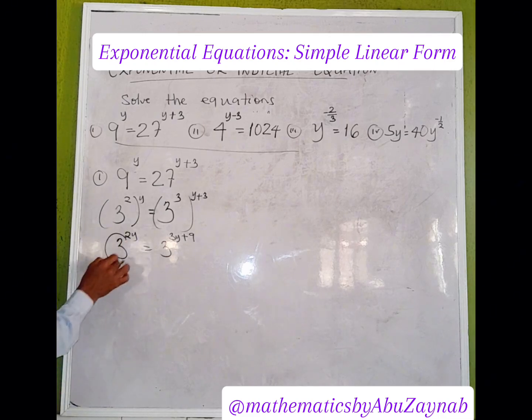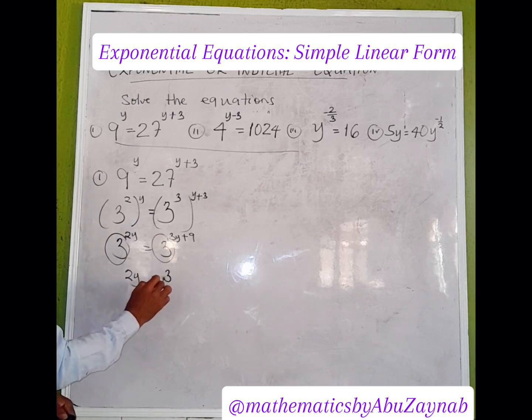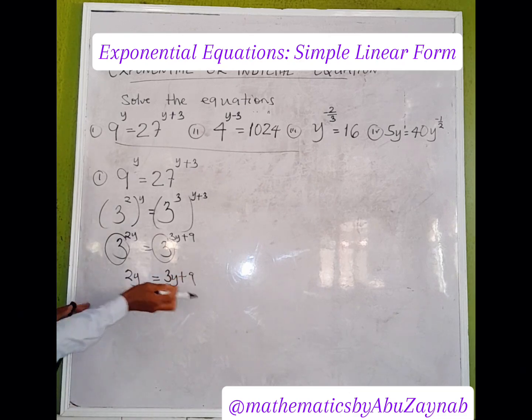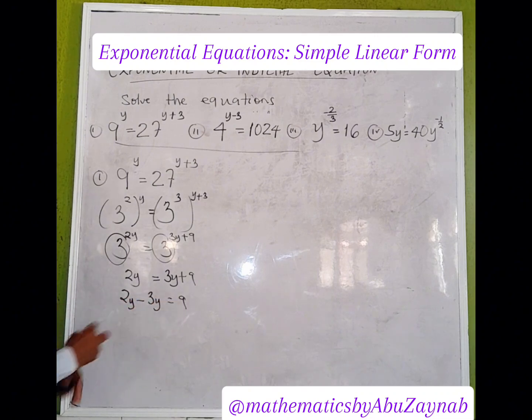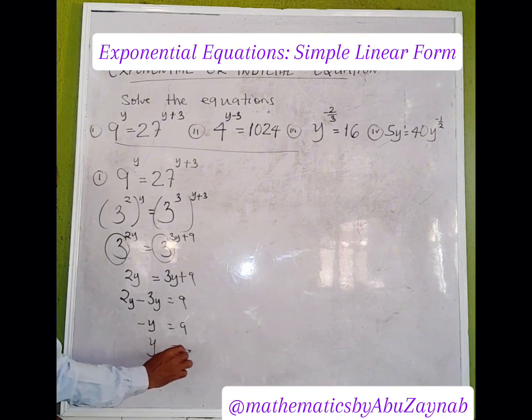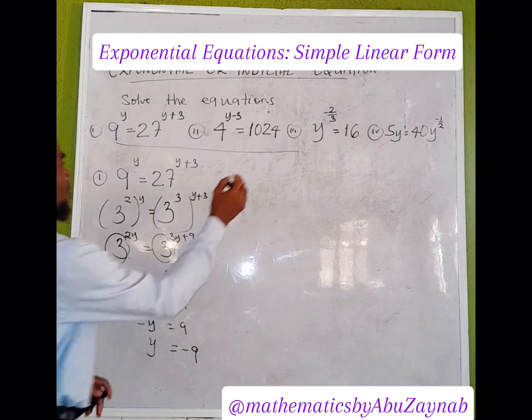So the aim has been achieved, which is to have the same base, 3. So we simply equate the powers. So 2y equals 3y plus 9. And simplifying this simple equation by collecting like terms, we have 2y minus 3y, which equals 9. And this is minus y equals 9. And dividing both sides by minus 1, which is the coefficient of y here, I'm going to have y equals minus 9. It's as simple as that. I believe you find that quite interesting and simple. Let's move on to number 2.